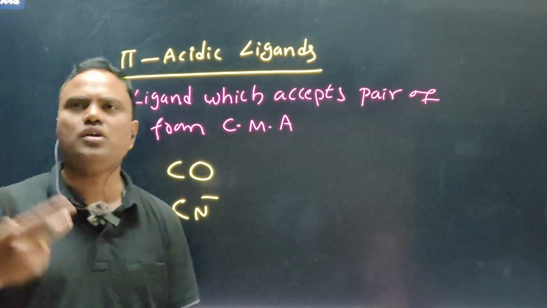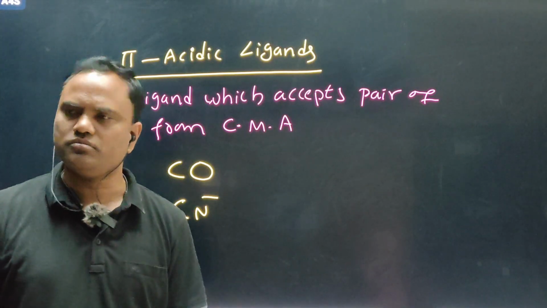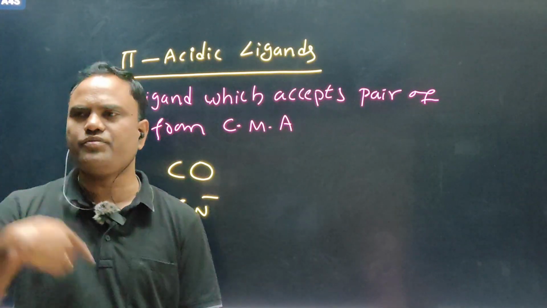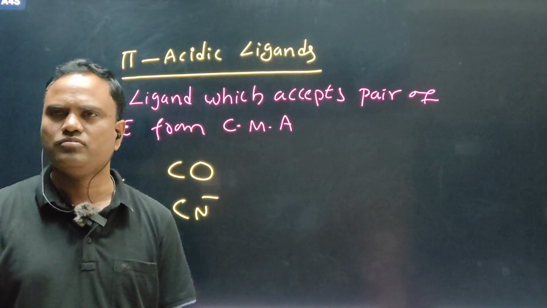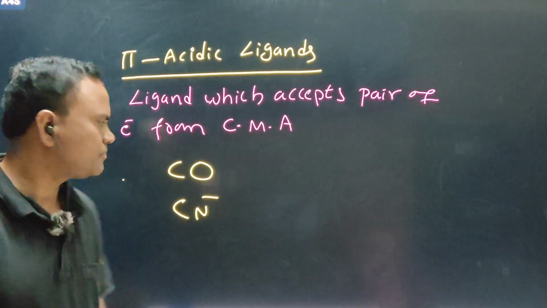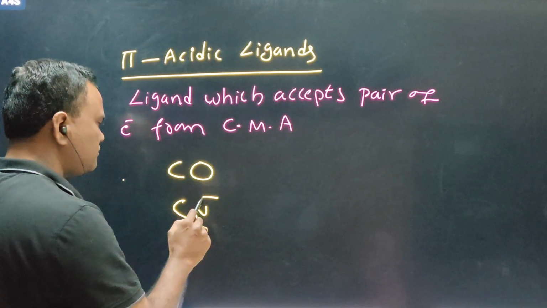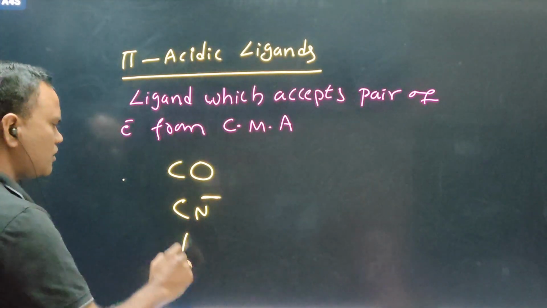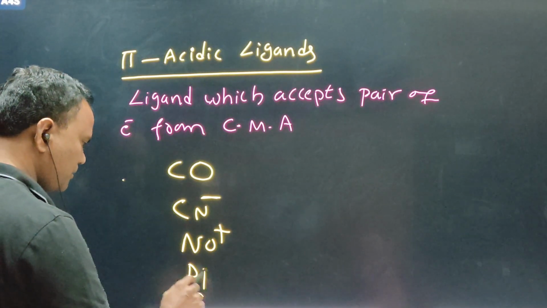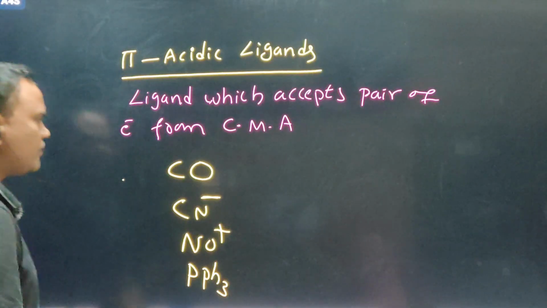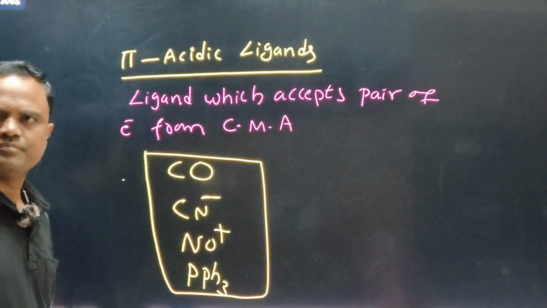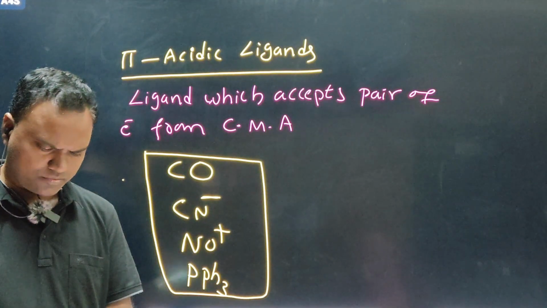For example, I am giving 100 rupees to you. You are giving 150 back to me. I am giving you 100 rupees. You are giving 152 or 130 rupees to me, or 90 rupees to me. Reverse. CN negative. Note down. NO positive, and PH3. Most important pi acidic ligands. Definition, example list.